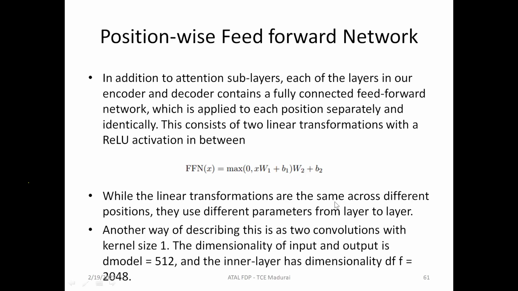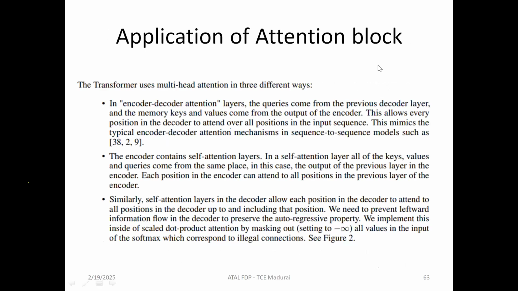So while the linear transformations are the same across the different positions, they use different parameters from layer to layer. Since we are here in this transformer, we have made use of 6 encoder layers and 6 decoder layers. And we are supposed to define these parameters in PyTorch, which are the feed forward network parameters, both the bias as well as the weight parameters. And it is fully connected. And you can see the important applications behind this attention model.